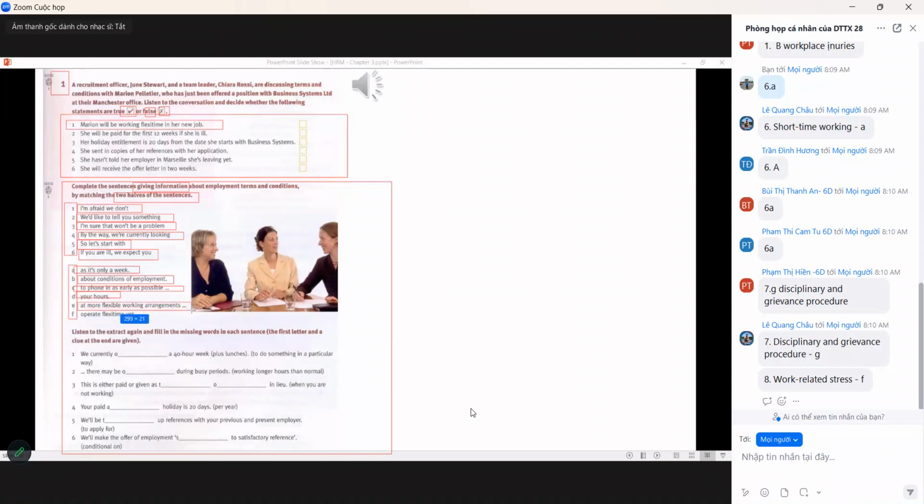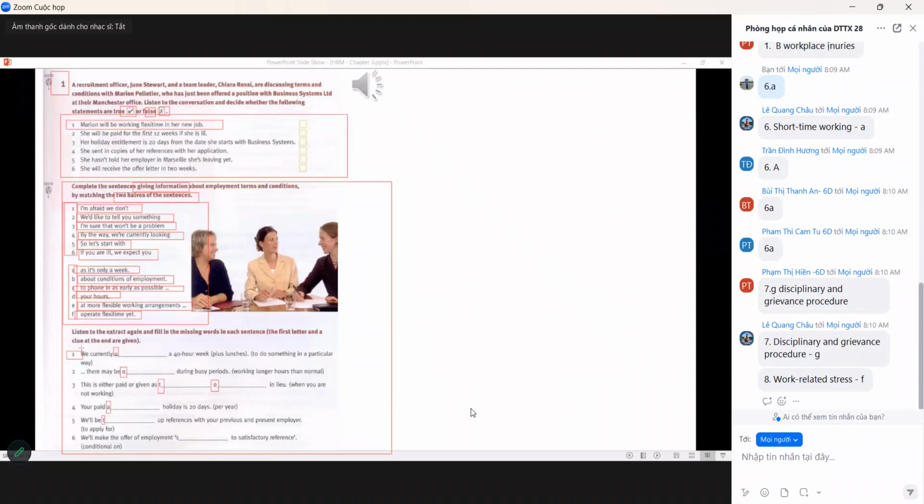E. Add more flexible working arrangements. F. Operates versatile yet. You need to match two halves. And then they also give you the first letter of the words here. You need to listen while they talk together and then write the word here for me.